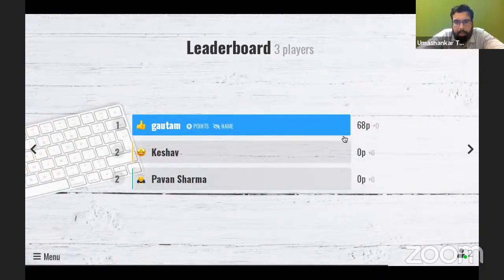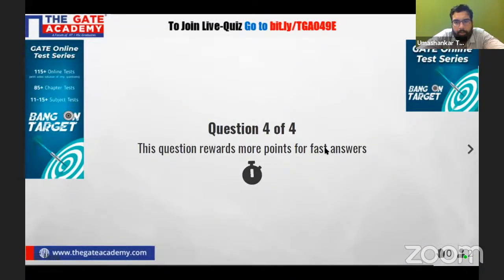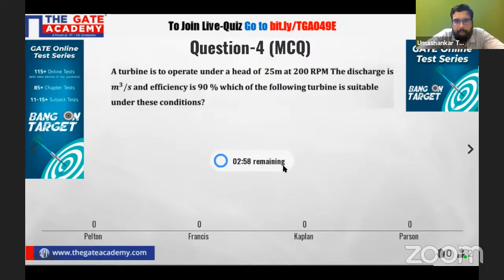Okay, so what we can do is see the solution of this question after all the questions. This is the last question for this quiz. Please gear up yourself, and this is again an MCQ question. Okay, please try to find the solution.